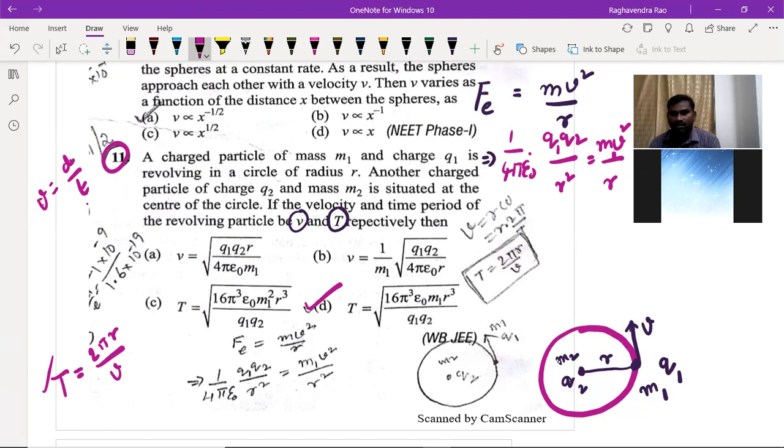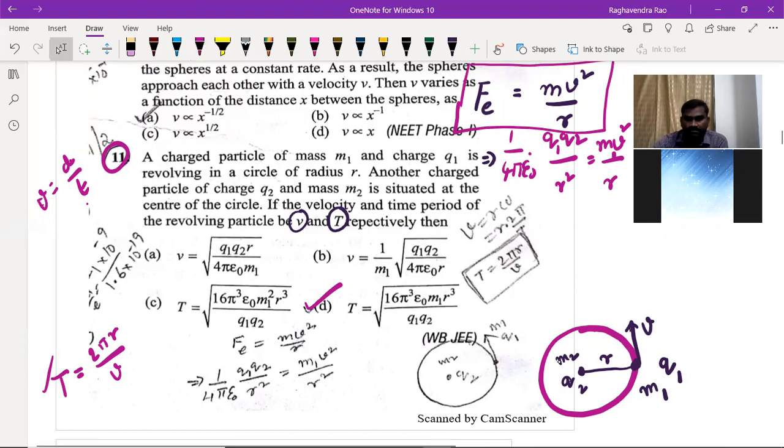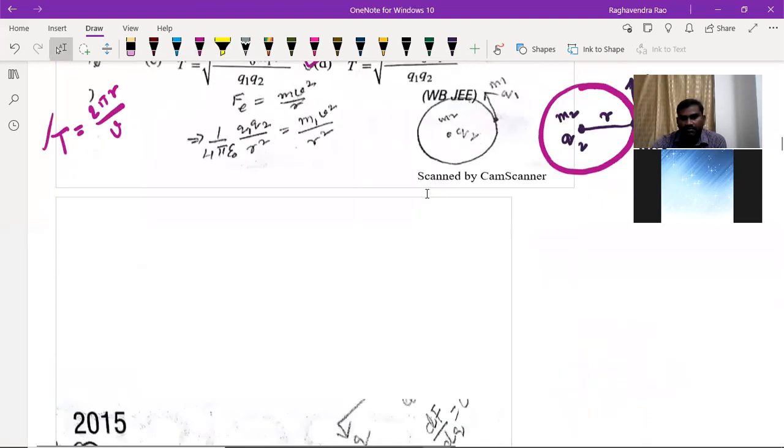This model we also discussed in yesterday's class. Like this, they will ask the question in the examination. So time period or velocity, whatever it is, we can calculate with the help of that. The basic condition is that the electrostatic force between the charges is providing the necessary centripetal force. That's all.